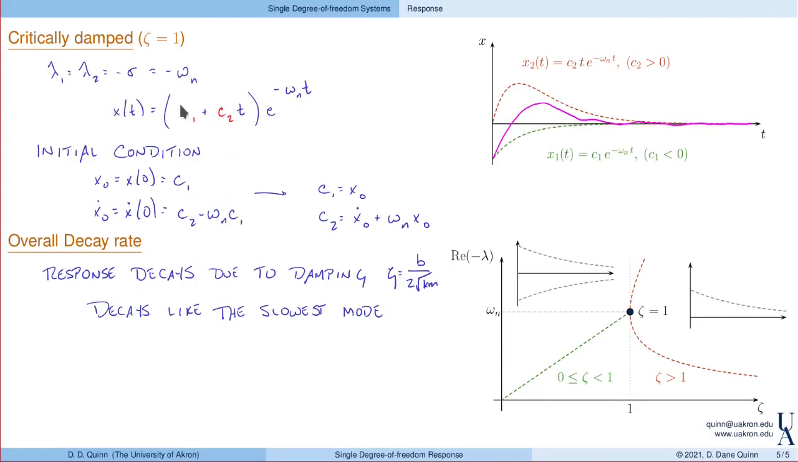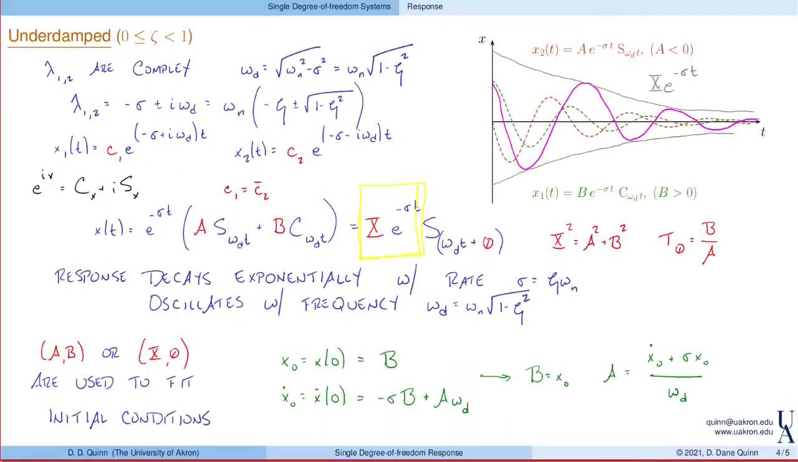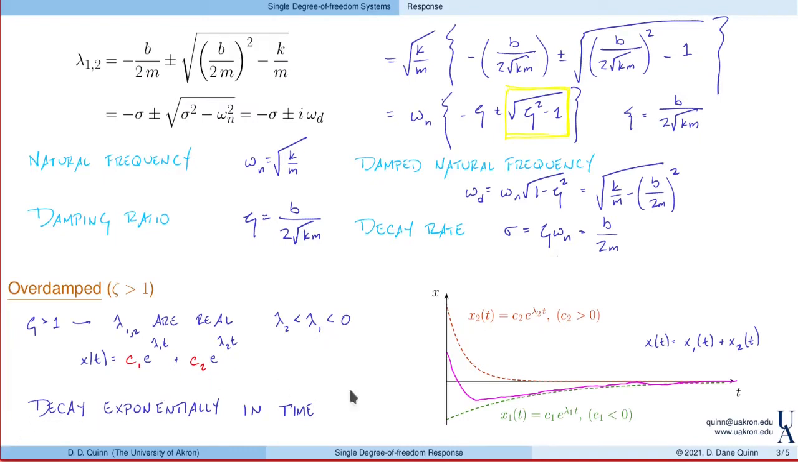Right? So here I've got two solutions. One of them is C1, e to the minus omega n t. And then I've got a solution that has an extra factor of time out front. For an underdamped system, both of these two modes decay at rate sigma. And then finally, for an overdamped system, I again have these two modes that decay at different rates.